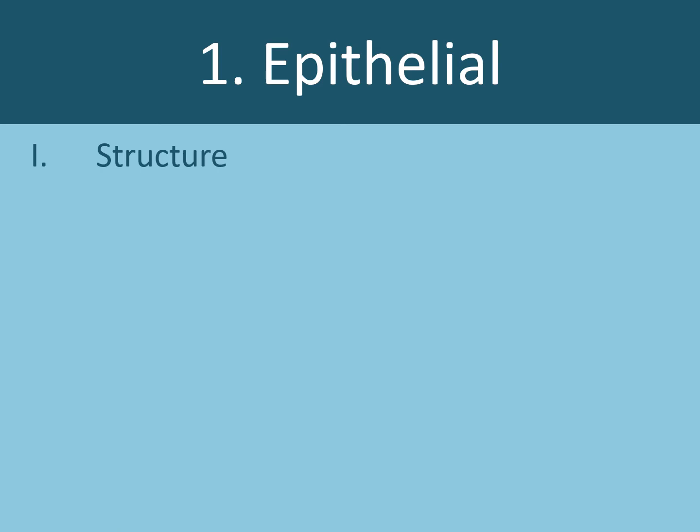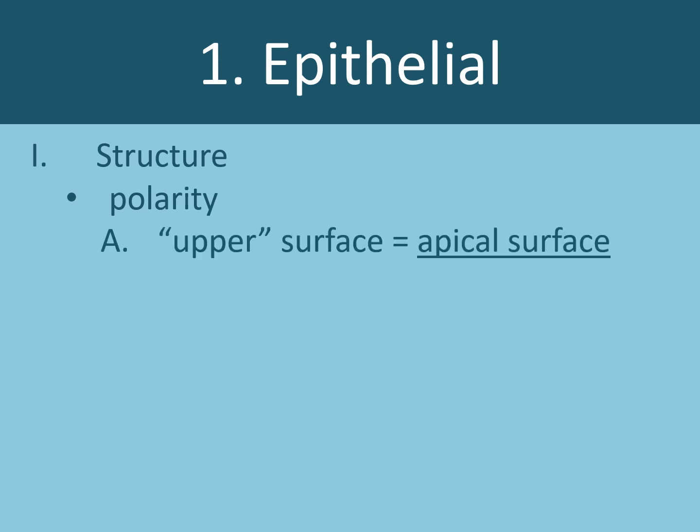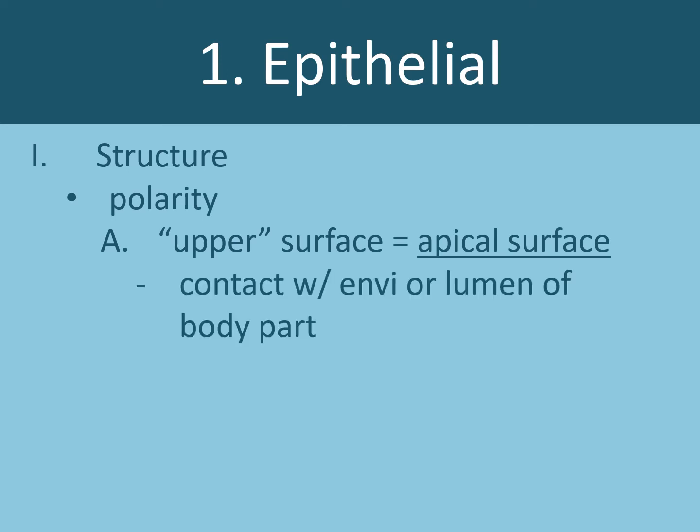Epithelial cells have something called a polarity. That means they have 2 different sides. The upper surface is known as the apical surface. And this is the part of the cell that comes in contact with the environment, like the air or water that surrounds our bodies or is inside of our gastrointestinal tract, or the lumen of a body part, so the cavity in your heart or the cavity in your blood vessels.